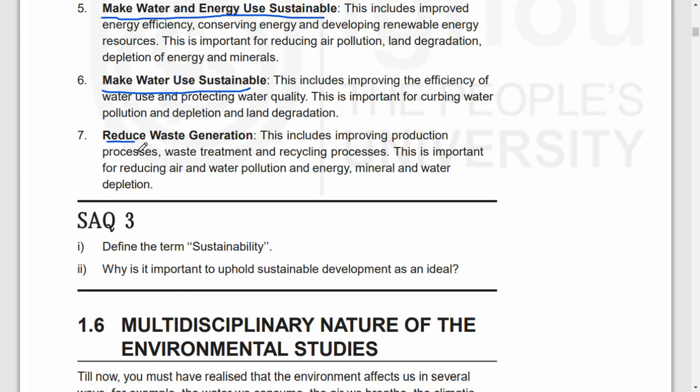Reduce waste generation. This includes improving production processes, waste treatment, and recycling processes. This is important for reducing air and water pollution and energy, mineral, and water depletion.